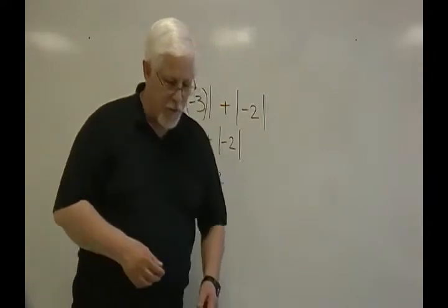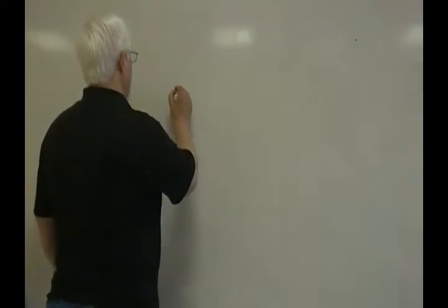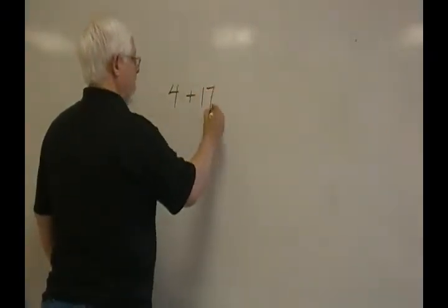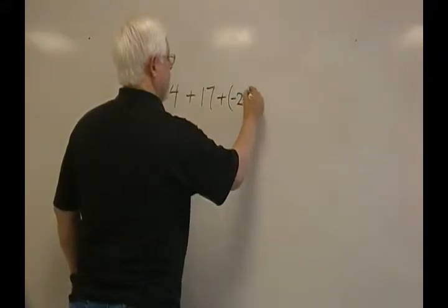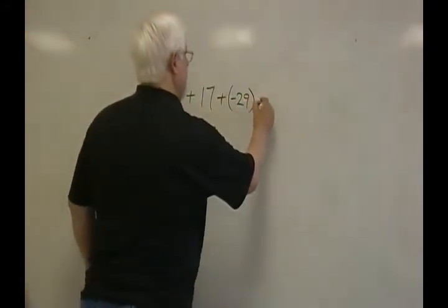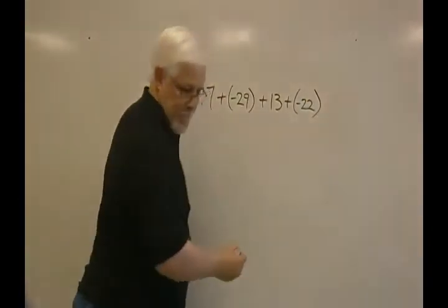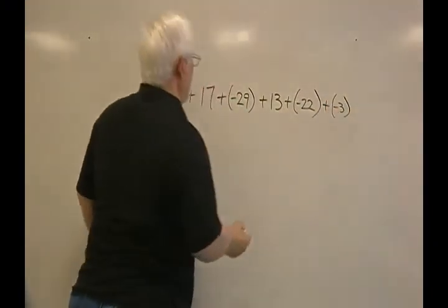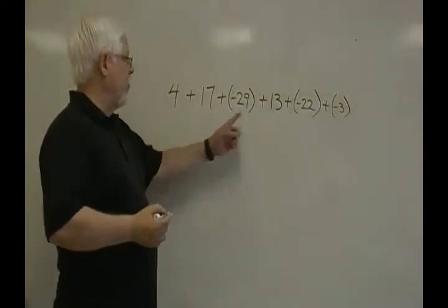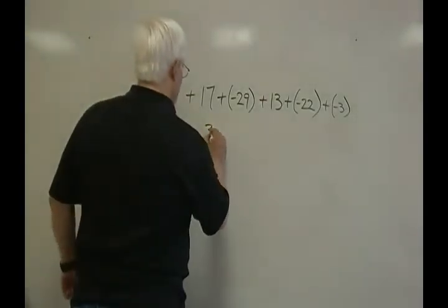Let's try 5, a little more complex. Simplify 4 plus 17 plus negative 29 plus 13 plus negative 22 plus negative 3. First thing we want to do is combine like terms, the 4, the 17, and the 13, because their sign is the same. And that should come out to 34.